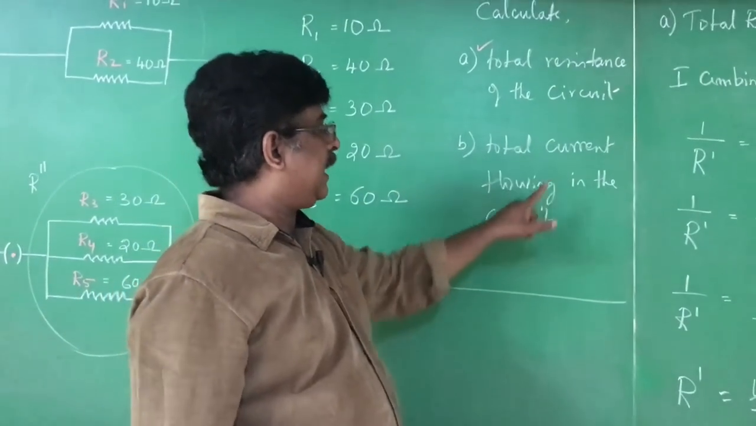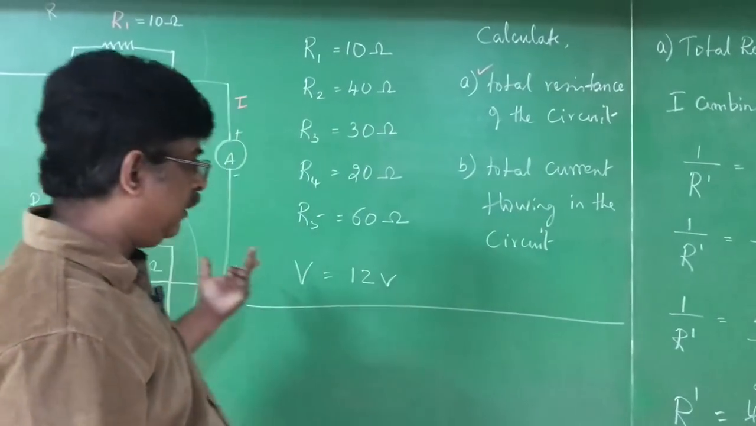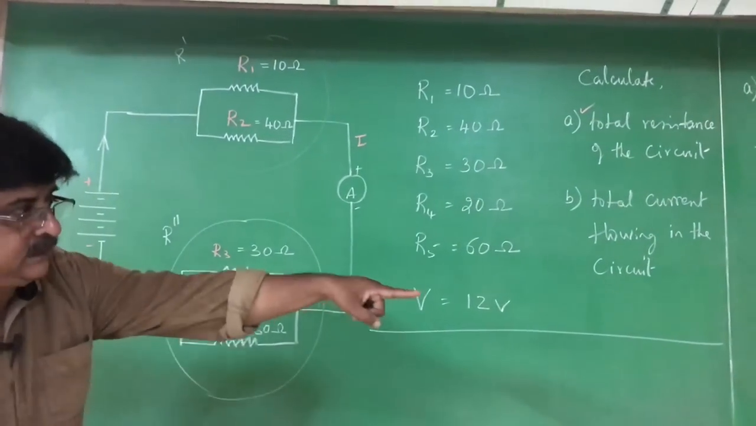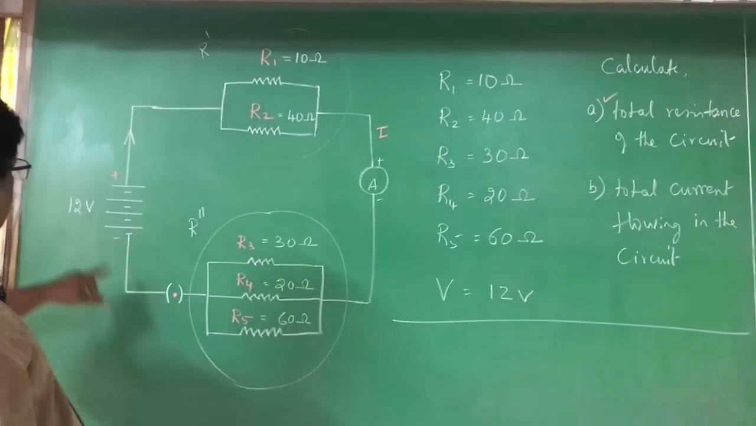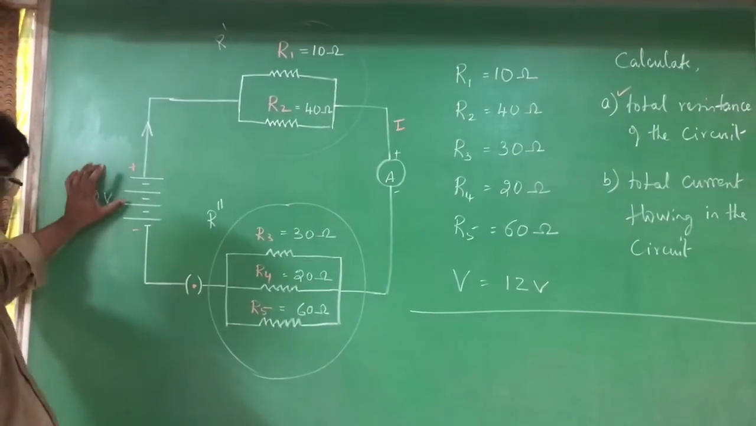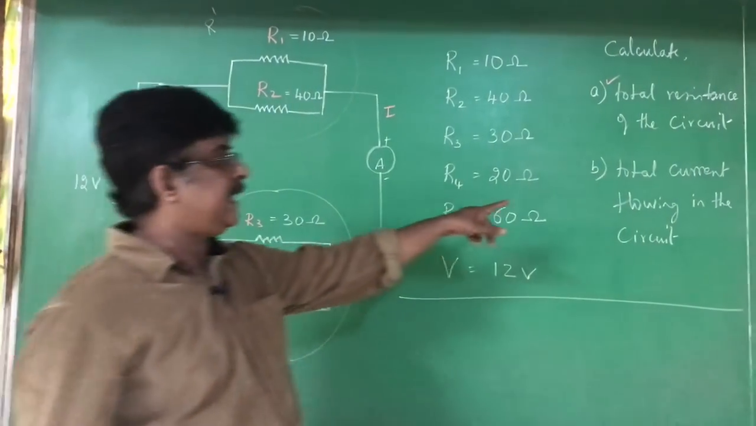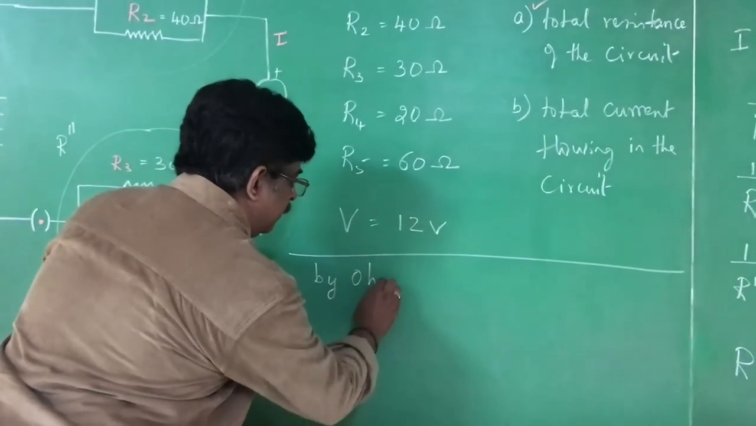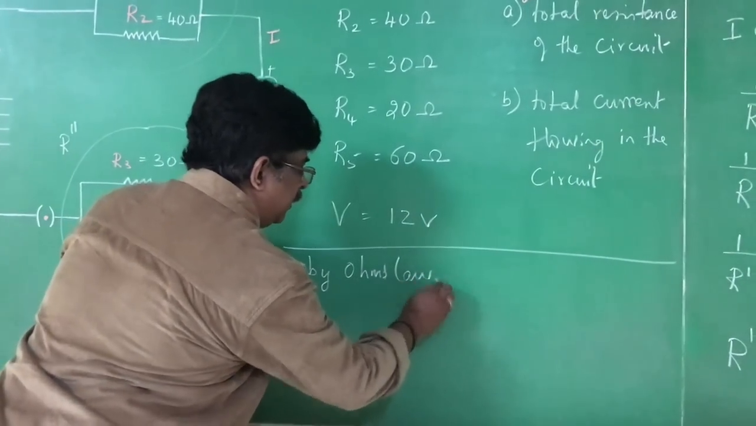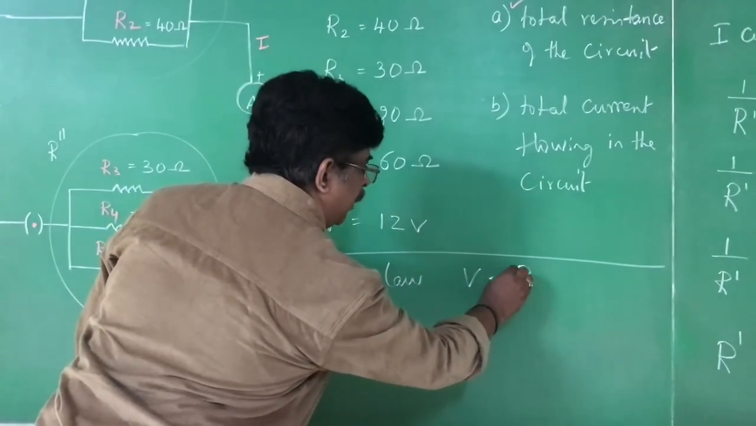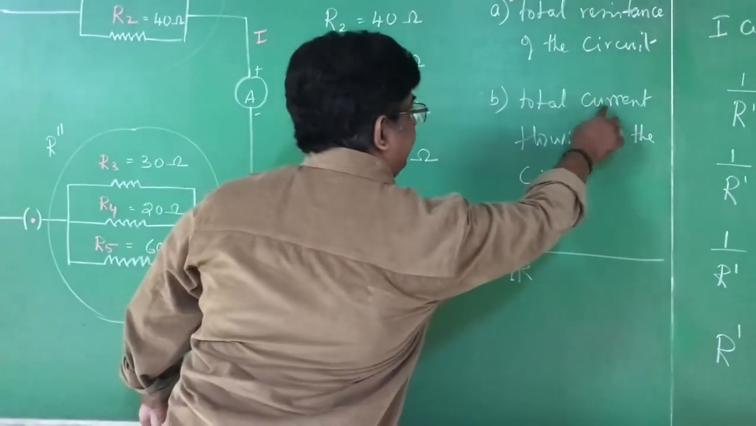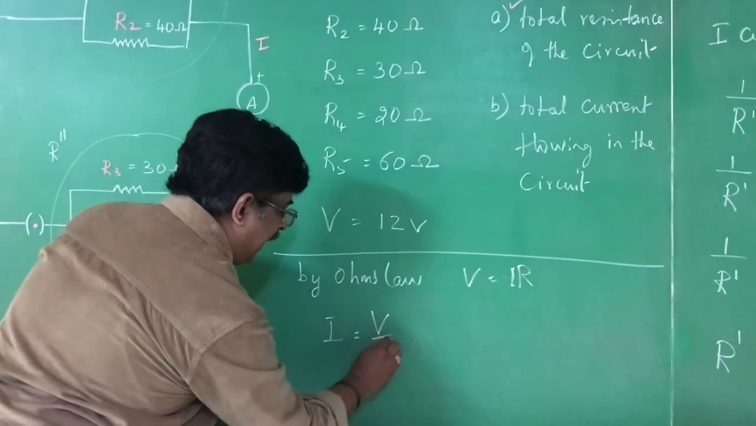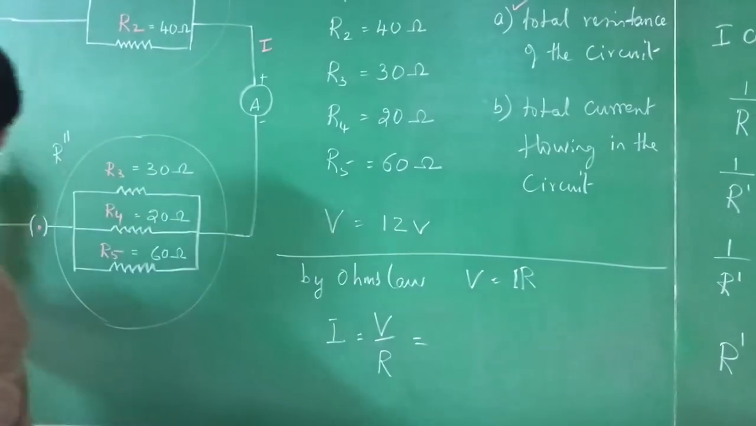Second part: what is the total current flowing in the circuit? Current you have to calculate. To calculate total current, you should know the total resistance. Total resistance, just now we calculated as 18. And the total voltage is 12. By Ohm's law, we can find the second part of the problem. By Ohm's law, V is equal to IR. Now what we have to calculate? We have to calculate the current. I is equal to V by R.